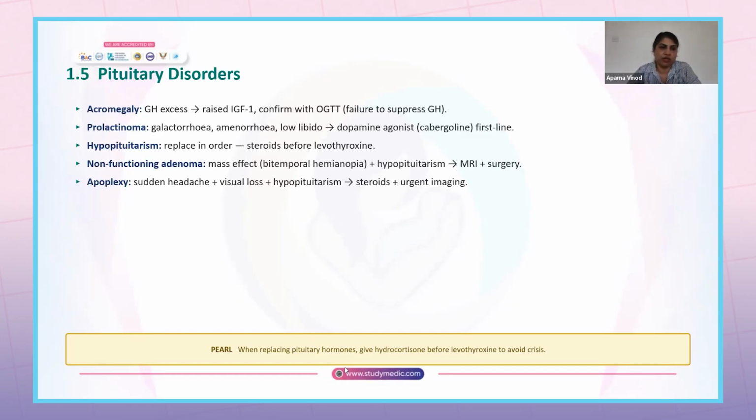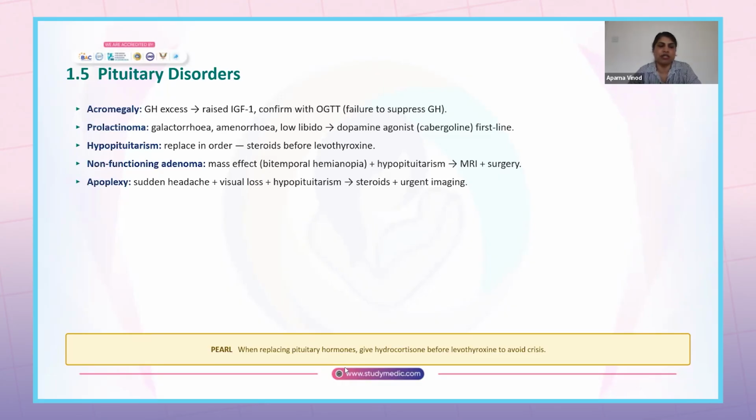Prolactinoma. So prolactinoma, the clinical features will be galactorrhea, amenorrhea, low libido, and the treatment will be cabergoline, which is a dopamine agonist. That is the first line. You can go in for surgery later on when cabergoline fails, or when there are pressure symptoms, you can go in for surgery. Hypopituitarism, so that is multiple hormones.